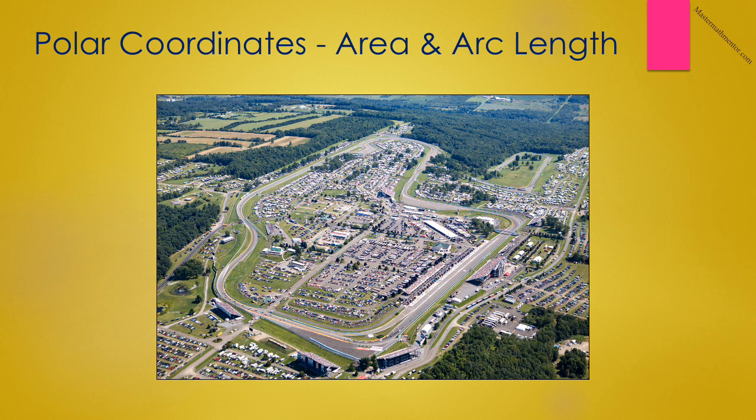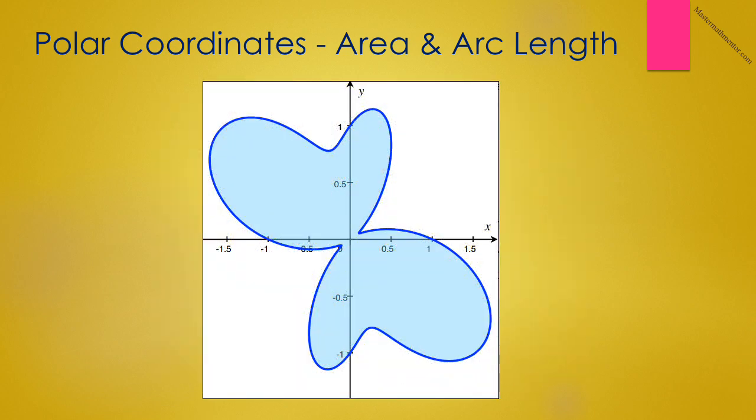This is the Watkins Glen International Raceway in Watkins Glen, New York. Trying to find the length of the racetrack and the area which it encompasses is a much greater challenge. Suppose we had another race called the Polar International that was held on this racetrack.